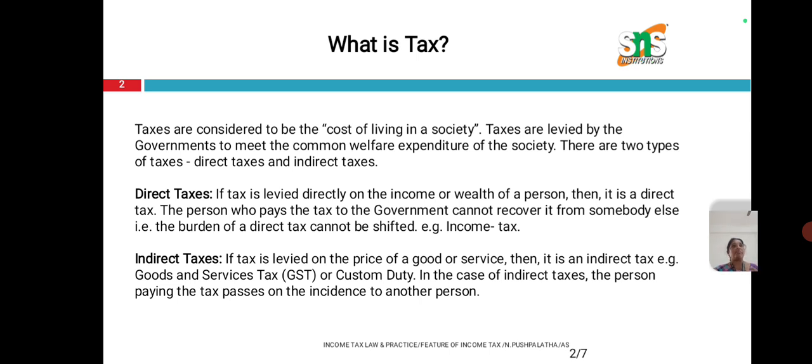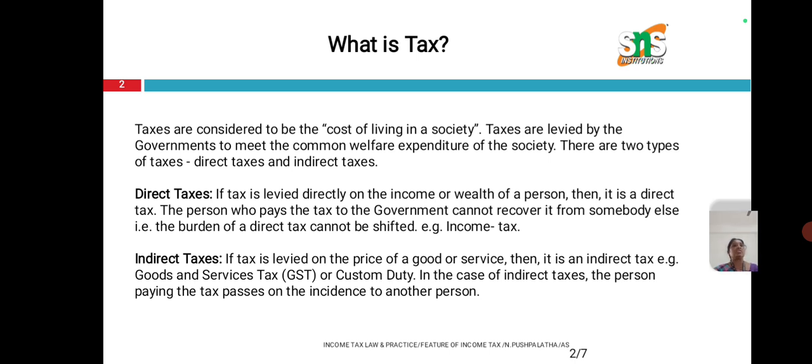Corporate tax is paid by companies on their profit. For example, Infosys pays tax on its net profit. Another one is wealth tax. It was earlier charged on wealthy individuals. There are several features. First we will see them one by one.